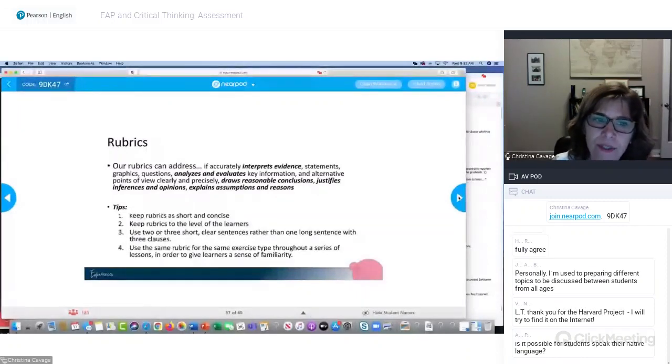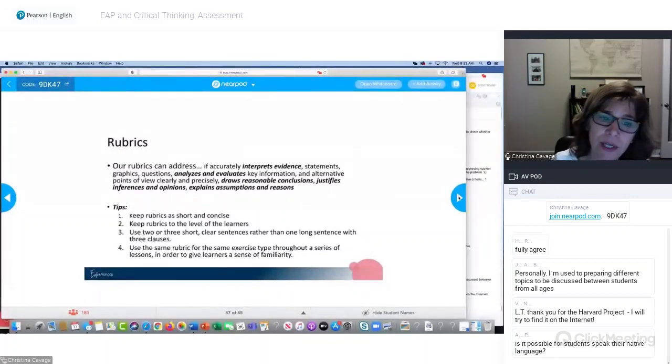Some tips for creating these rubrics: really keep your rubric short and concise. I've seen a lot of rubrics that get very, very lengthy, and as a teacher, I have a hard time understanding them. So could you imagine how our students feel when they get this rubric? Make sure your rubric is at the level of your learners.